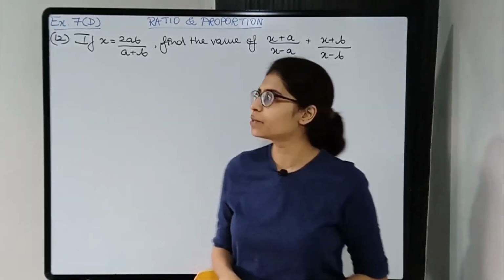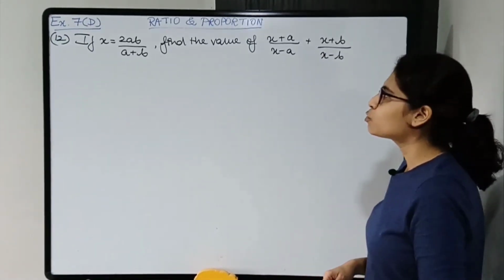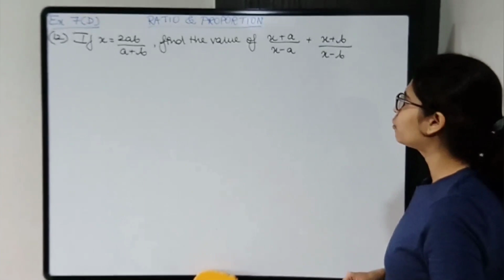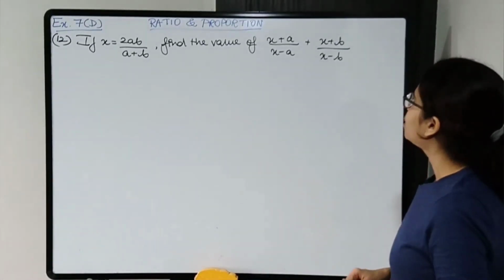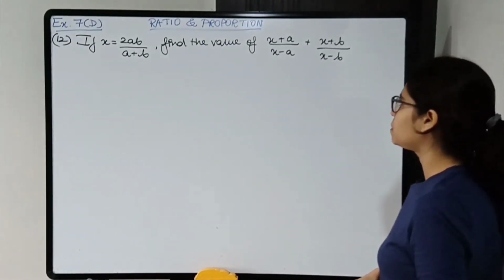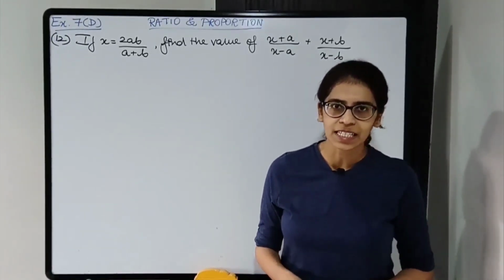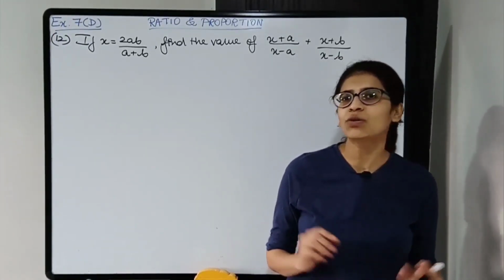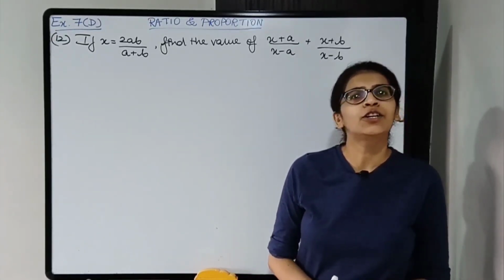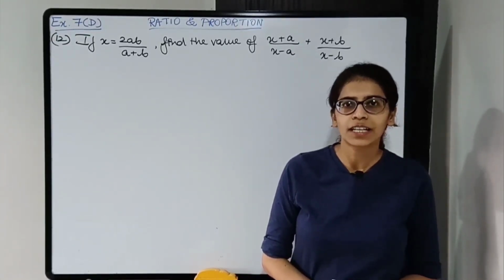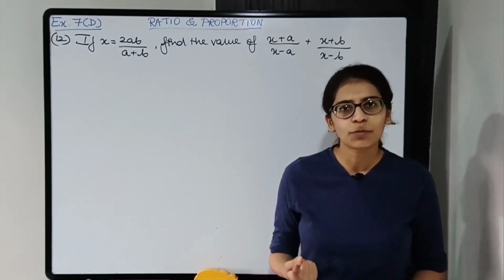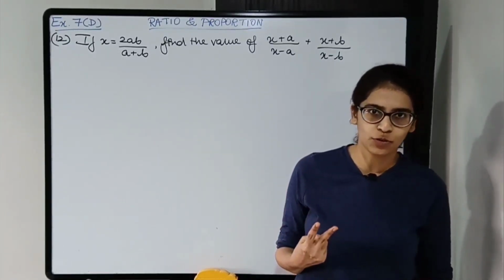Question number 12. If x is equal to 2ab upon a plus b, find the value of x plus a upon x minus a plus x plus b upon x minus b. We have solved similar question in previous exercise. Okay, so we know how to solve. There are two ways of solving this question. One is properties of proportion and the other is direct substitution.